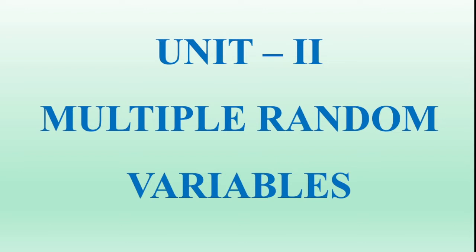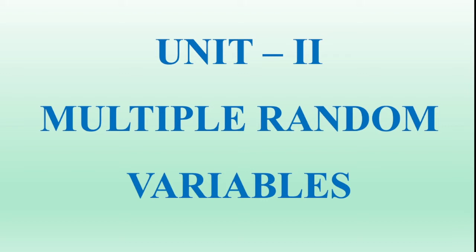If only one characteristic of a random experiment is considered, it leads to the concept of a single random variable. If two characteristics of the random experiment are to be considered, this leads to the concept of two random variables. So that is the definition of single random variable and two random variables.